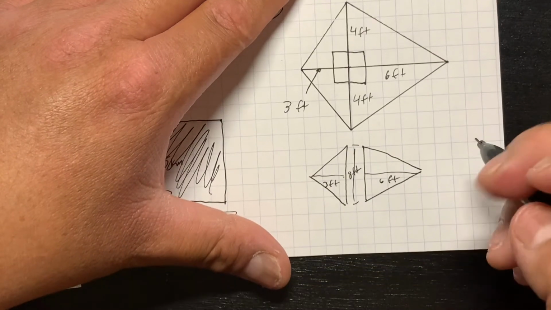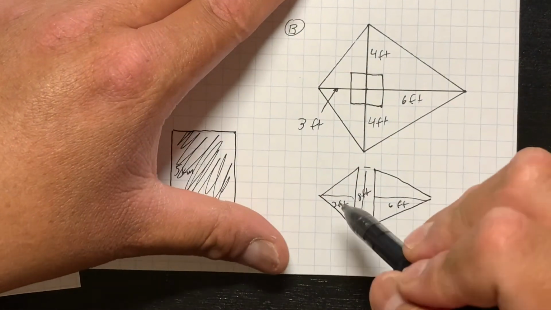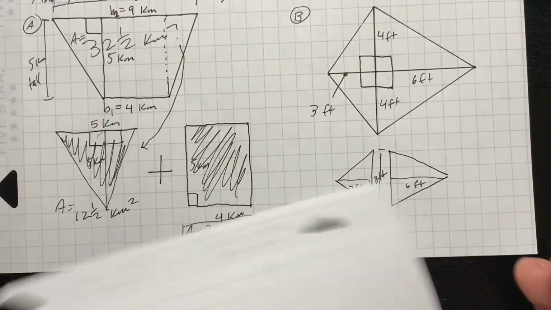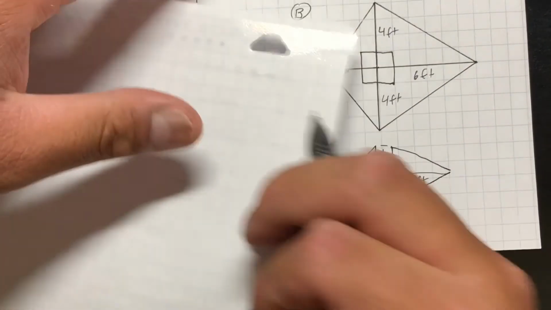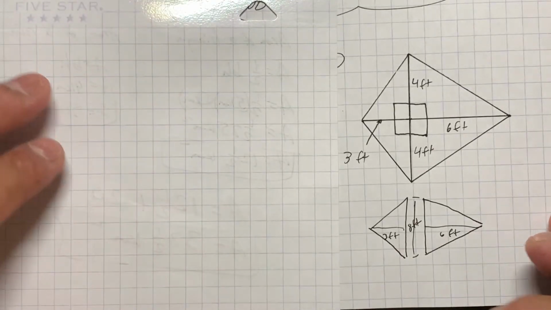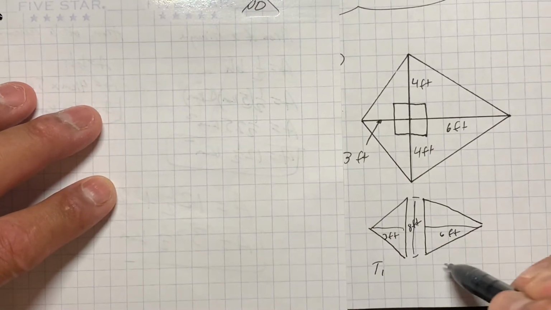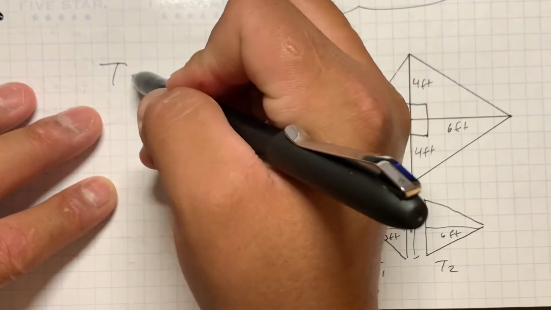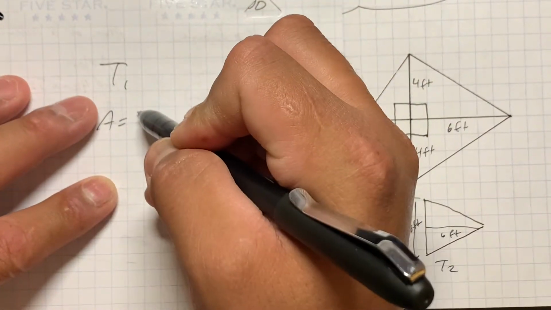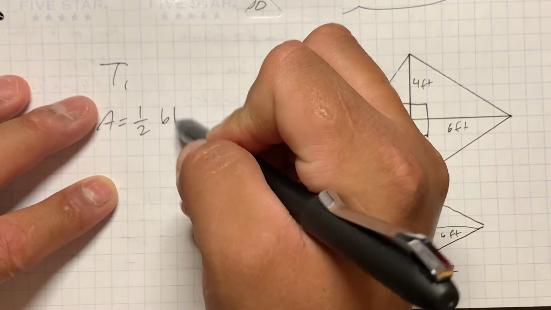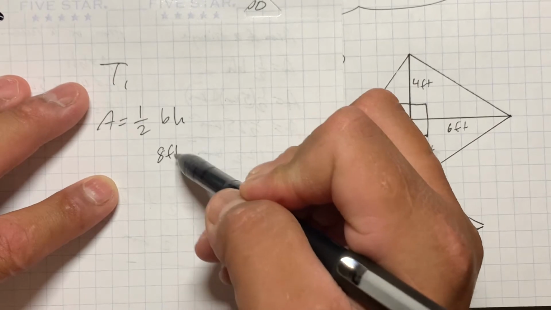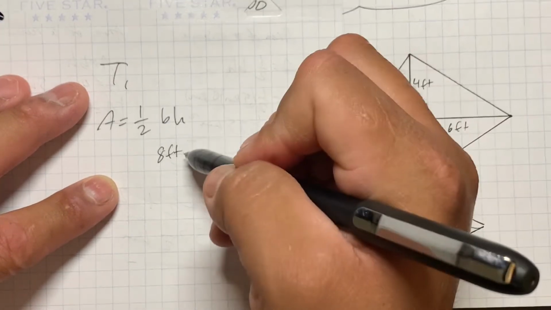All right, so again, you're gonna find the area of these two different triangles. So let's break this out. We'll call this triangle 1 and triangle 2, okay? So for triangle 1, area equals half times base times height. So again, the base is 8 feet and the height is 3 feet.